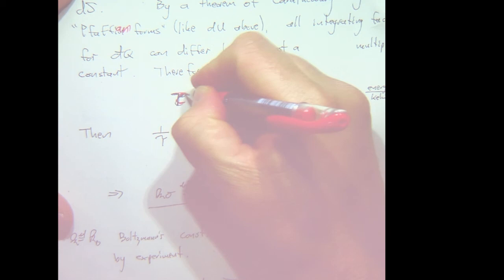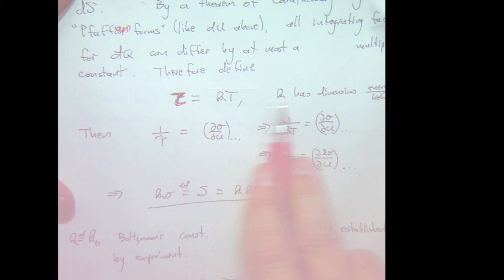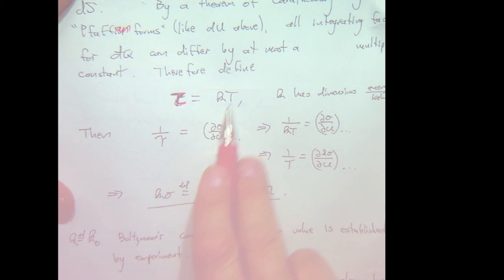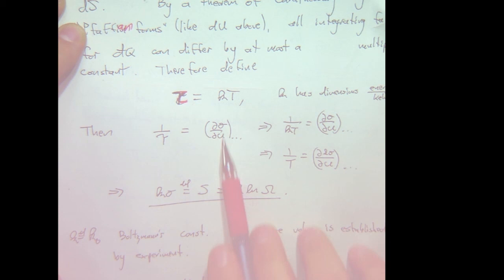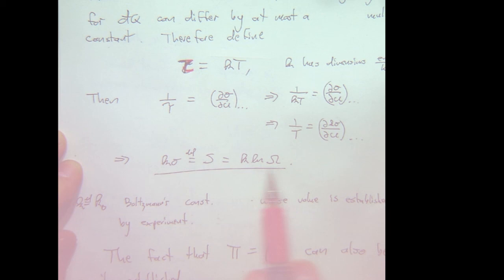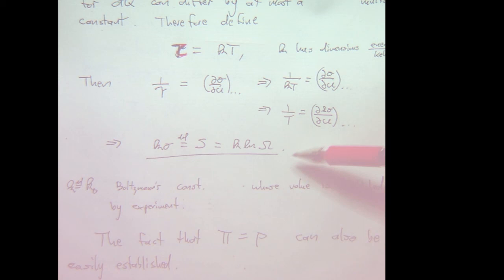Tau is k times T, where k has dimensions of energy per unit Kelvin, because sigma is dimensionless, and that's energy per unit Kelvin times Kelvin, so that's energy. So 1 on tau is d sigma by dU, 1 on kT is that, so 1 on T equals d k sigma by dU, which means that k sigma, which we can define as S, would then be k ln omega. So that's working sort of the other way around.